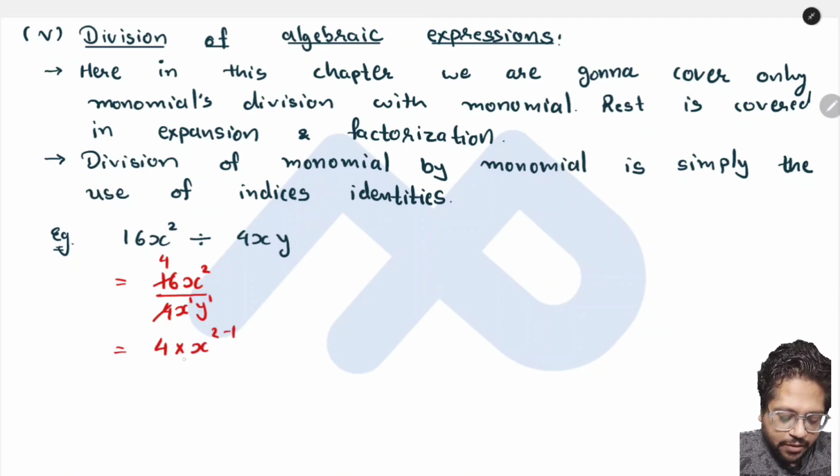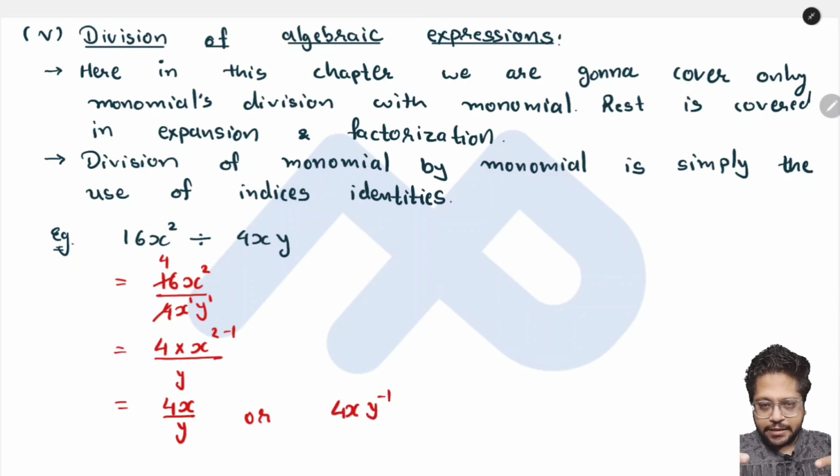And this y raised to minus 1, you can put it in the numerator, or you can keep the y in the denominator as it is. Both are the same thing. So this is 4x upon y, or it can also be written as 4x y raised to minus 1. Because y is in the denominator, when you shift it to the numerator, the power will become negative.